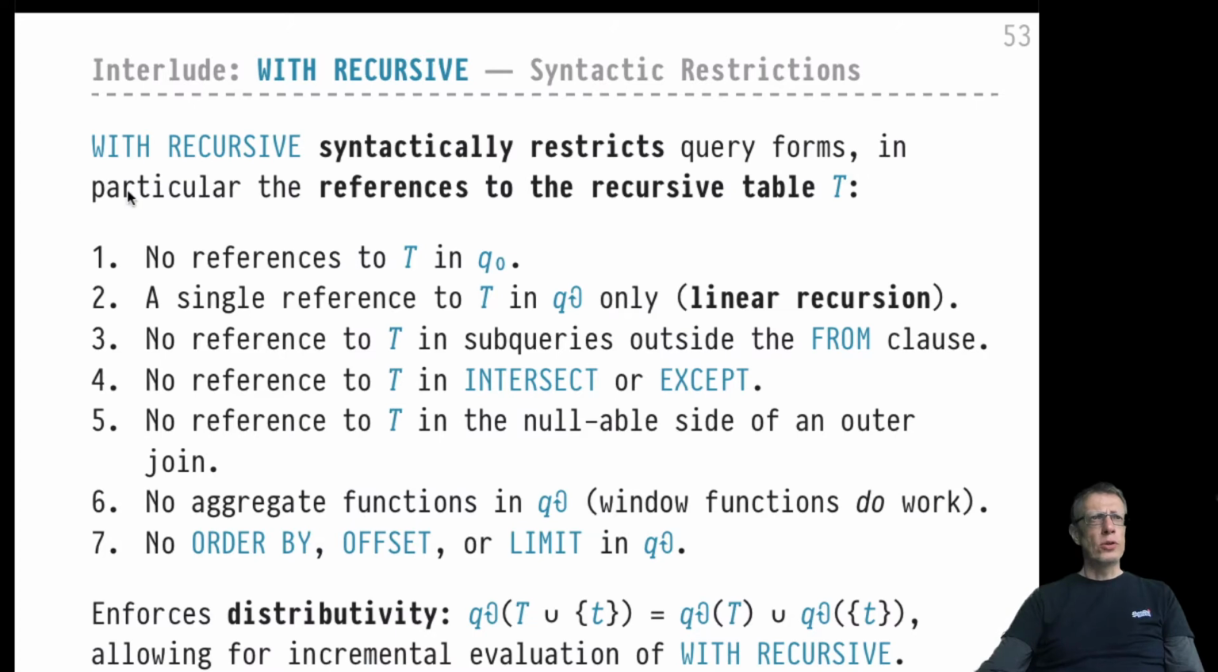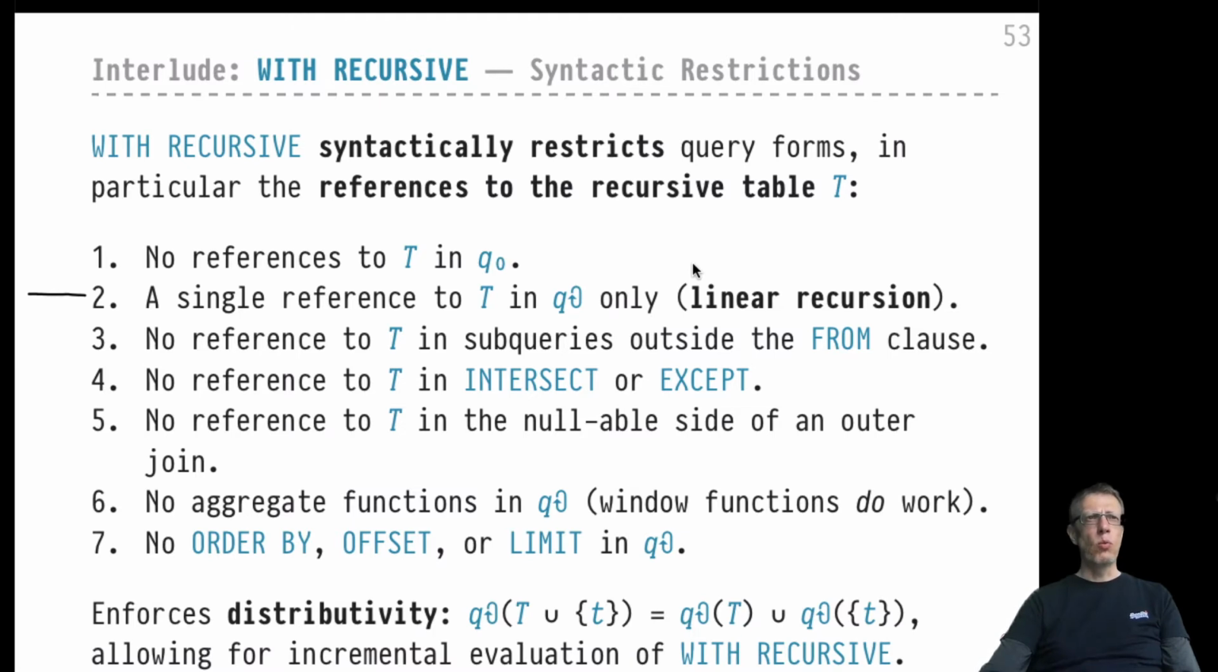With recursive is indeed syntactically restricted. Let's assume that T is the recursive table that is being defined by our recursive CTE. So T would be CA in the example on the previous slide. This is something we probably expect: in the base case query, we may not access the recursive table. The base case query determines the first initialization for this recursive table T, so we expect T to not be accessible in the base case query. That's fine. There may only be a single reference to the recursive table in QLoop. That implements linear recursion. I've just mentioned that.